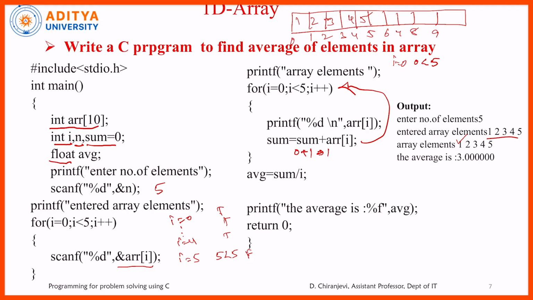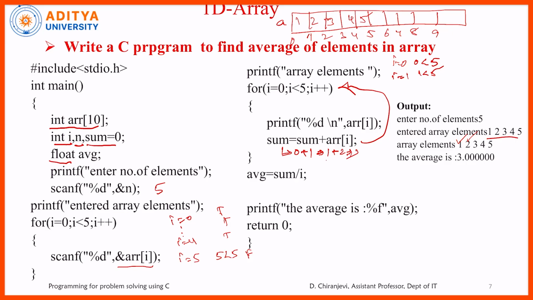So i plus plus, i value now 1. When i value is 1, 1 less than 5 is also true. You are printing array of 1 index. Array of 1 index is 2. After printing 2, you are finding sum. So sum earlier value 1 plus now updated value array of 1 is 2. So 1 plus 2 you will get 3, so updated sum value is 3. This is nothing but the sum value I am updating. Earlier it is 0, then updated to 1, now it is updated to 3.